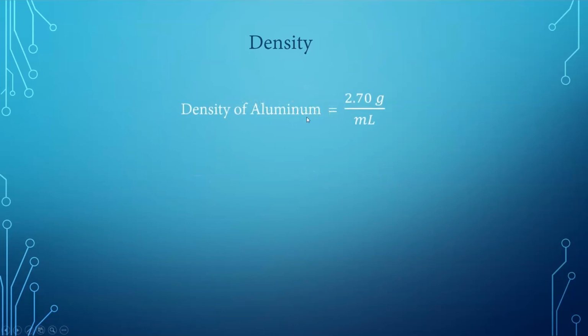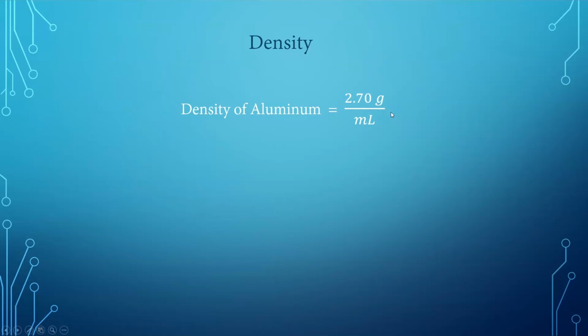Consider, for example, the density of aluminum. It's 2.7 grams per milliliter. Now, if you look at that density, it ought to remind you of something. It should look really familiar. What it should look like, of course, is a conversion.